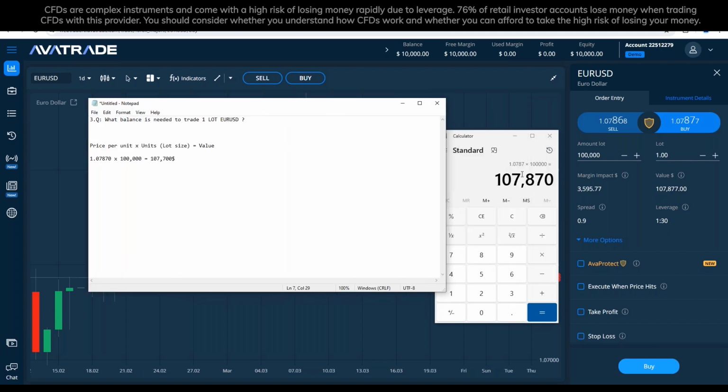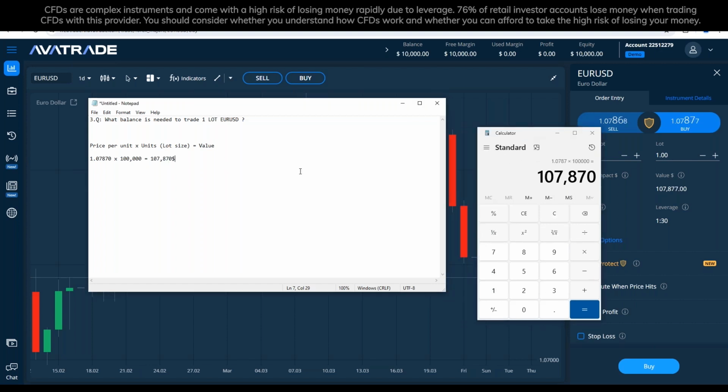And now, let me try and be precise, even though it's moving, so it's really a bit futile. Okay. And now the second phase is leverage. So we have value divided by leverage equals margin impact. And this is the true necessary amount to open a position.